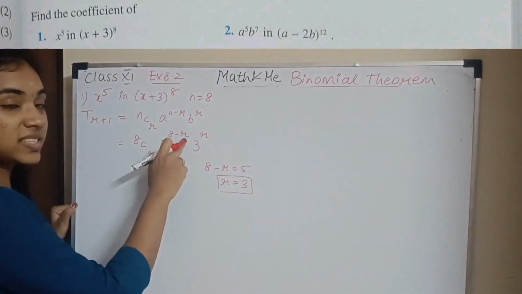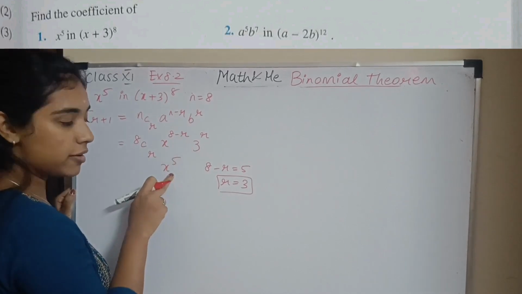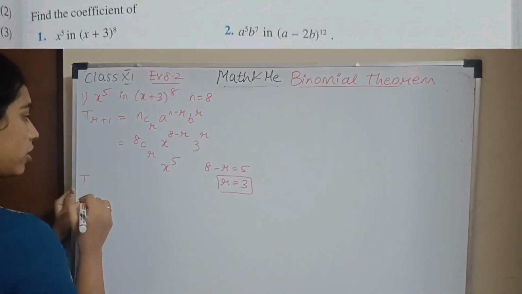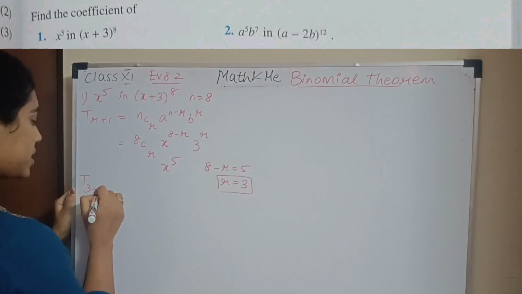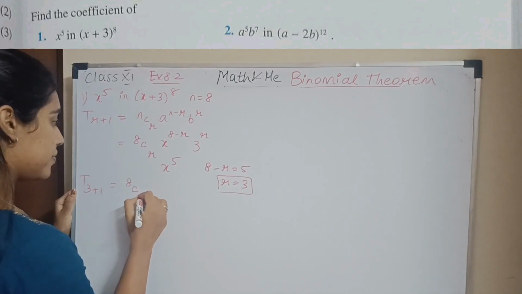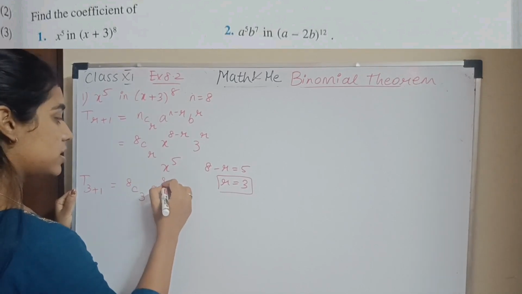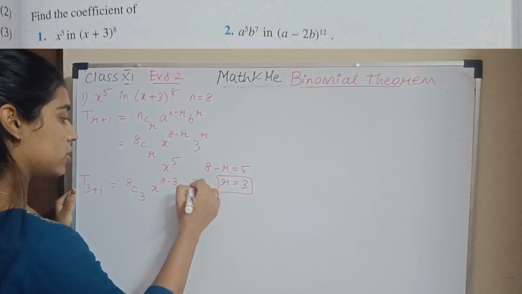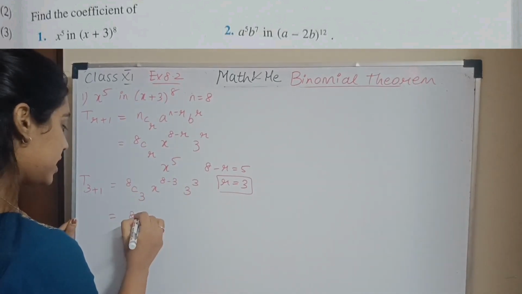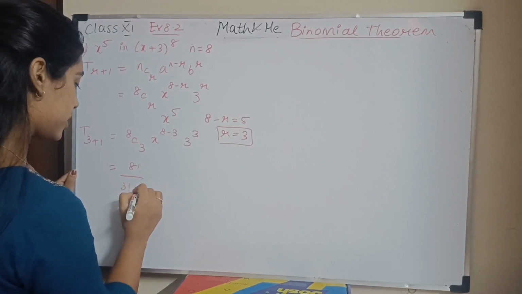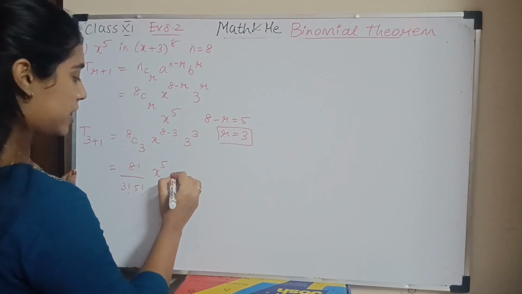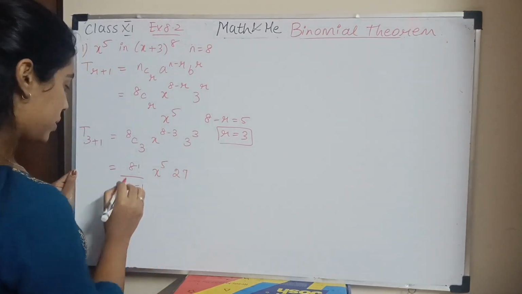So if my r is 3, I can get the coefficient of x to the 5, right? So what do I need? T of 3 plus 1 equals, what is my n? 8C3 x to the 8 minus 3, 3 to the 3, which is equal to, what is my 8C3? 8 factorial divided by 3 factorial times 5 factorial, x to the 5 times, what is my 3 cube? 27.